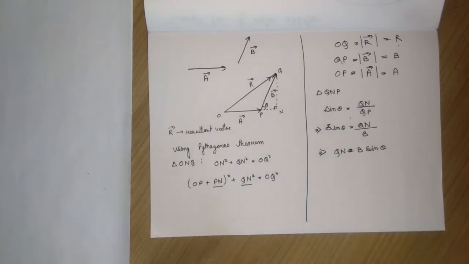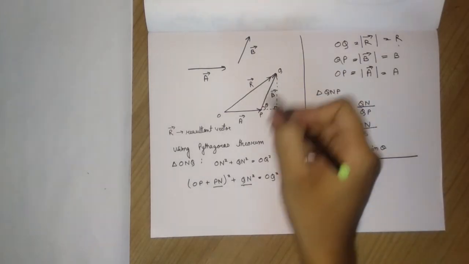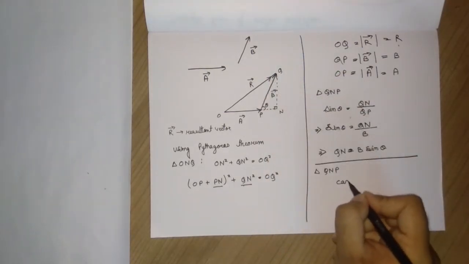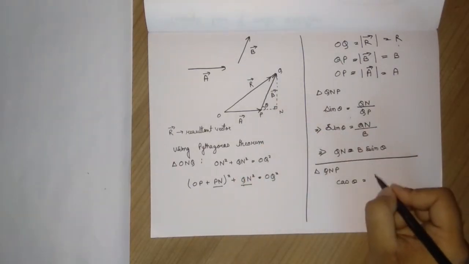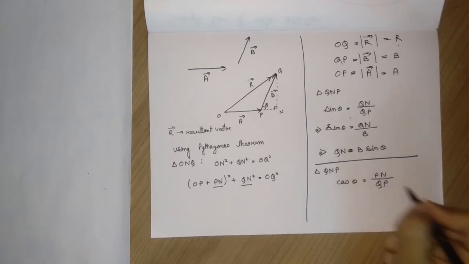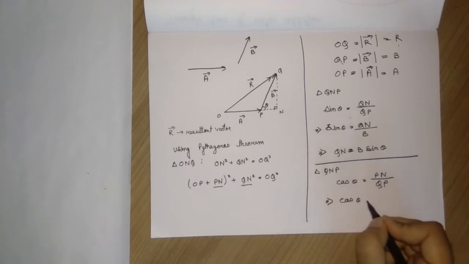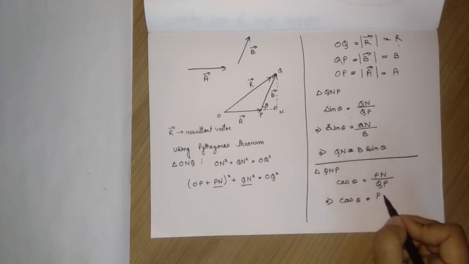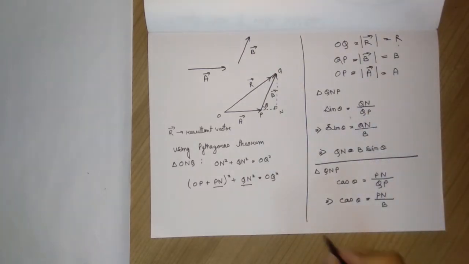Similarly, in the same triangle QNP, cos theta means base by hypotenuse, PN by QP. We need to find out PN. Therefore, cos theta equal to PN by QP. What is QP? B. So, PN is equal to B into cos theta.